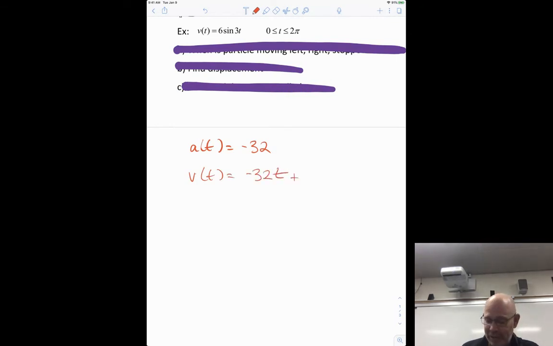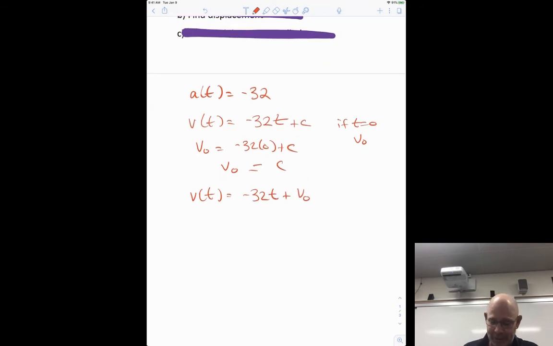So we get negative 32t plus c. And if time equals 0, we get what we call initial velocity. So the initial velocity equals negative 32 times 0 plus c, which means c becomes the initial velocity. So we get a formula for velocity of negative 32t plus initial velocity. We integrate again, we get position. We get negative 32t squared over 2 plus initial velocity times time plus some constant c.